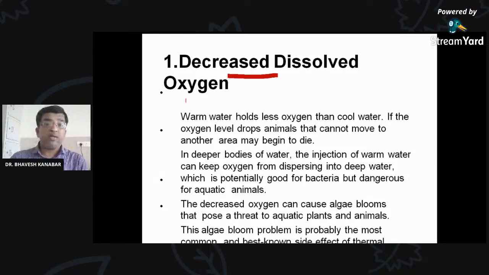Decreased dissolved oxygen, we have already seen. We are not going to read this because of the dissolved oxygen. Decreased dissolved oxygen in the water: fish may die, other aquatic animals may also die.